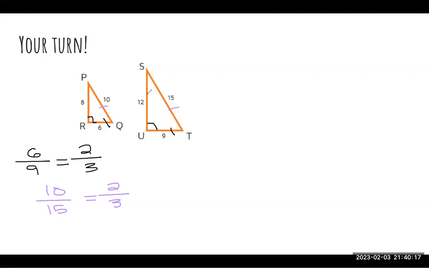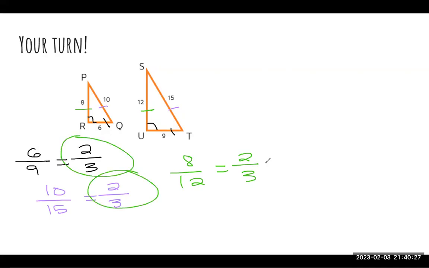Now we're going to do it with one more side. So 8 and 12. So 8 over 12. Well, 8 divided by 4 is 2, 12 divided by 4 is 3, 2/3. All three of our ratios are 2 over 3. So yes, these triangles are similar.